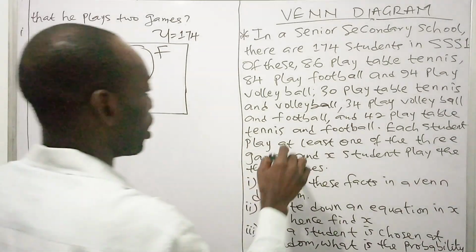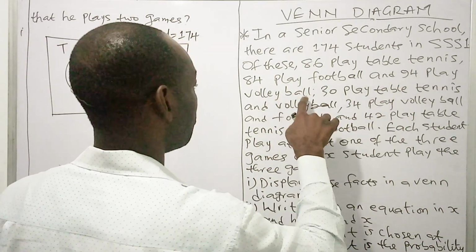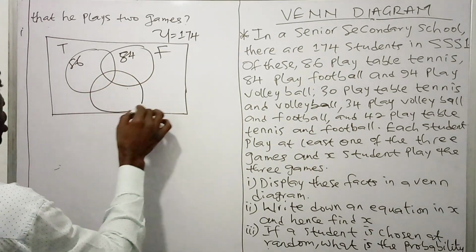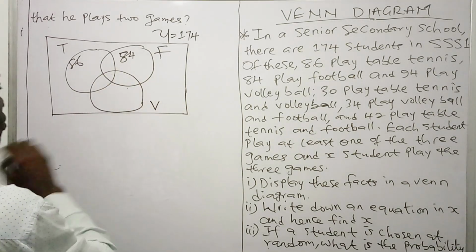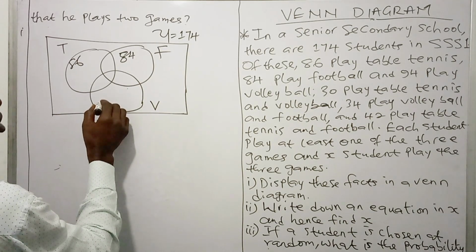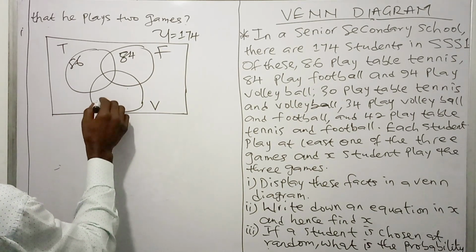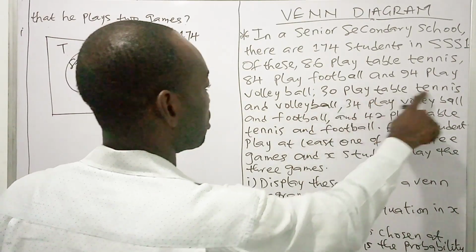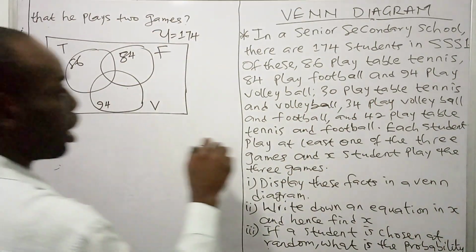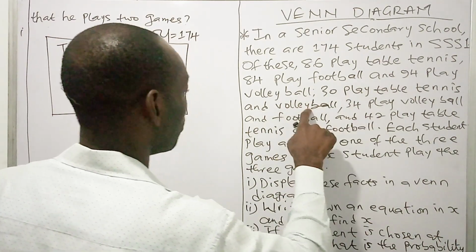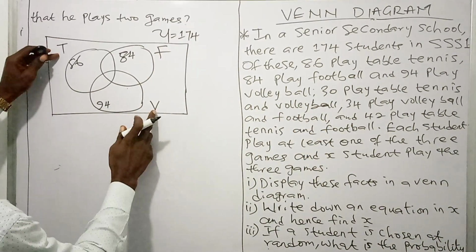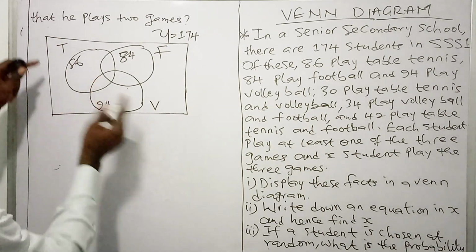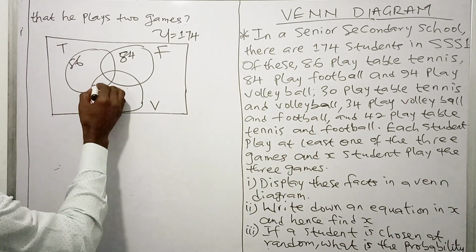Then we have again 94 play volleyball. Now volleyball will come here. We denote that with V, and the number there is 94. Okay. Now we're told here that 30 play table tennis and volleyball. This is the section that connects table tennis and volleyball. So we have 30 here.